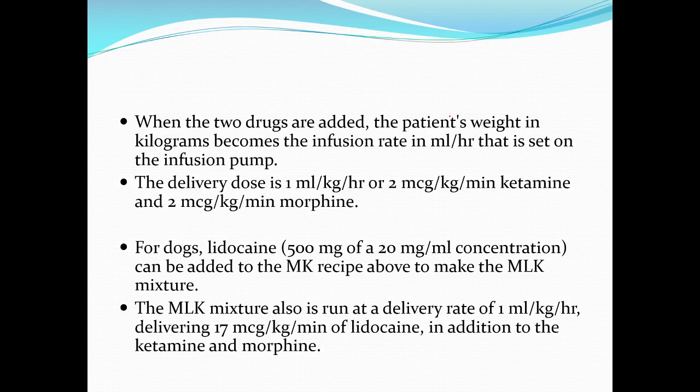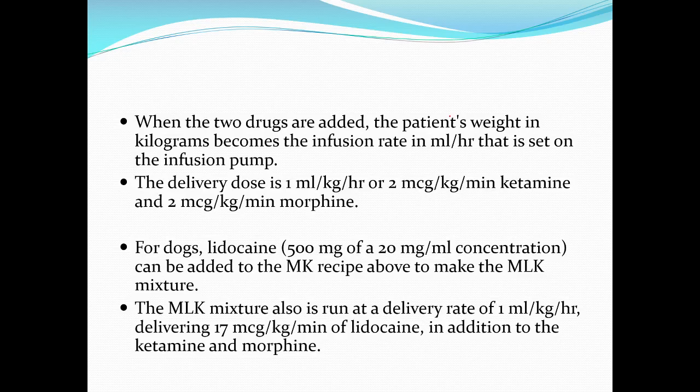So then when those two drugs are added, the patient's weight in kilograms becomes that infusion rate in mils per hour. So if they are 20 kilograms, we're going to administer at 20 mils per hour. That means that the delivery dose is 1 ml per kilogram per hour, or 2 micrograms per kilogram per minute of ketamine and 2 micrograms per kilogram per minute of morphine.